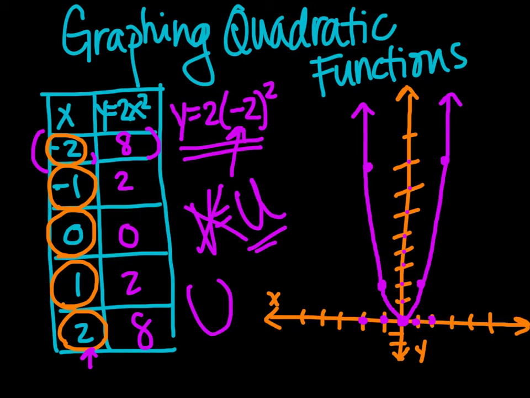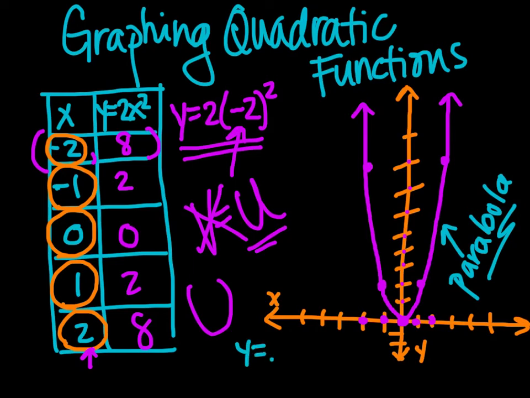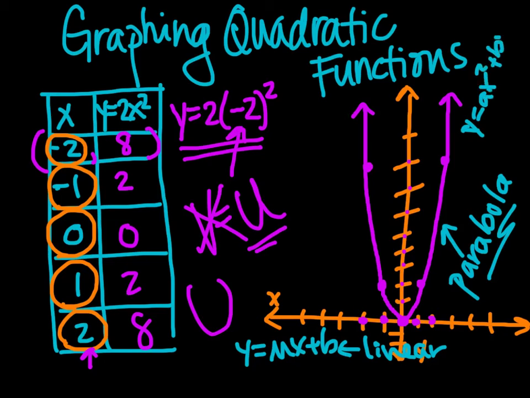So what's created is called a parabola. If you have a quadratic equation, the resulting graph is called a parabola. Before, when we had y is equal to mx plus b type equations, we got linear equations, and now we are in a y is equal to ax squared plus bx plus c situation, and they create parabolas. So this parabola is the result of a quadratic equation.